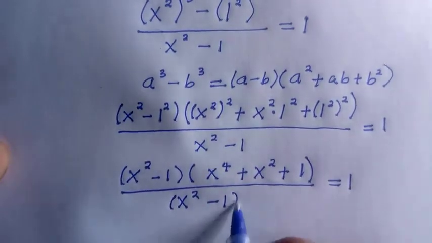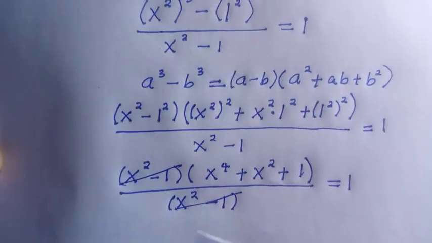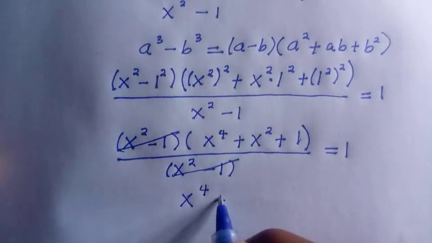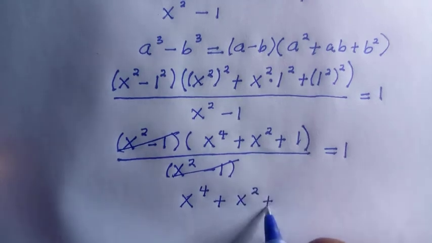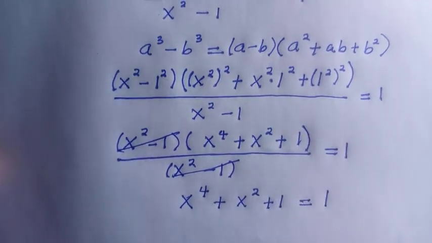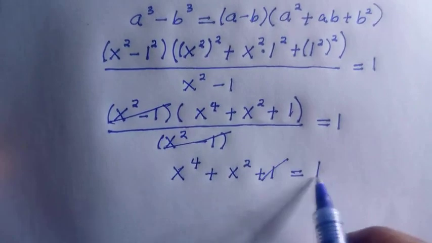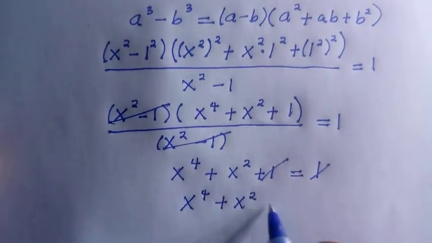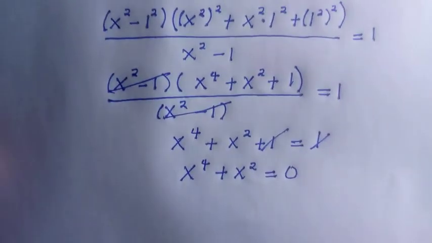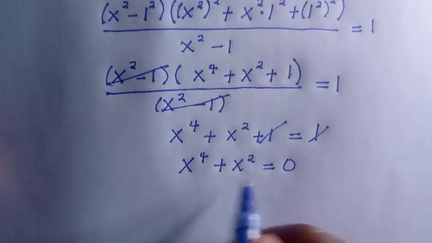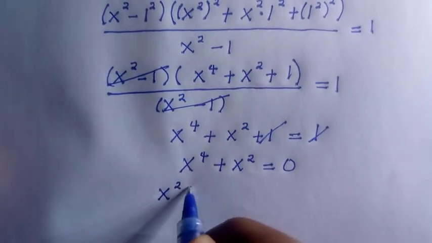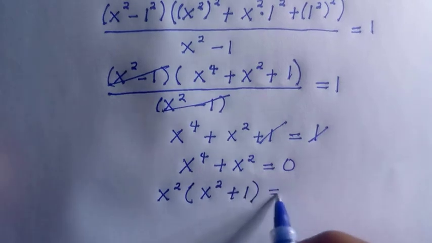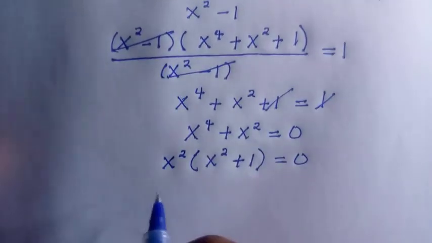So suppose I bracket this one also. This and this cancel each other. At the top we have x to the power of 4 plus x to the power of 2 plus 1, everything equals 1. At this stage, 1 cancels 1, and here we have x to the power of 4 plus x to the power of 2 equals 0. Next, let's factor out x to the power of 2 here. We are left with x to the power of 2 plus 1, everything equals 0.